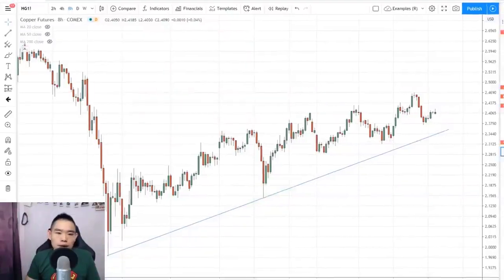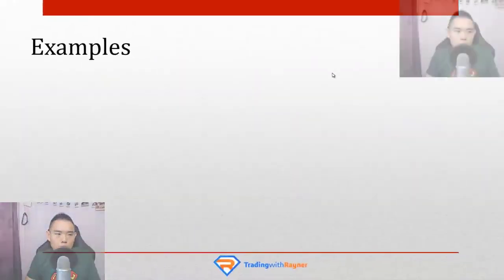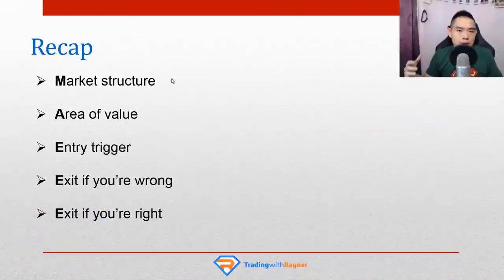I hope you got a deeper understanding of how this works. To do a quick recap, number 1, look at the market structure. Number 2, look for the area of value. Number 3, look for a valid entry trigger to get into the trade. Number 4, know where to get out if you're wrong, the exit if you're wrong. And number 5, you must know where to exit if you are right as well.